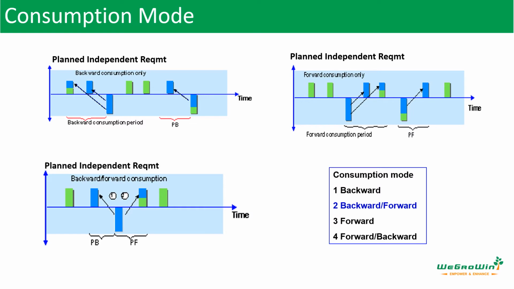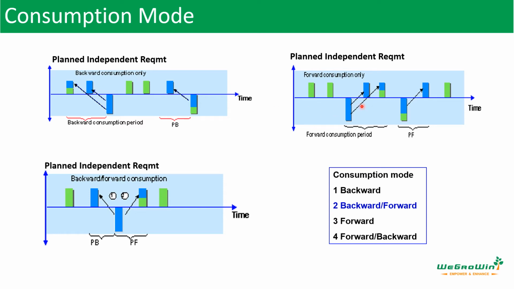To illustrate how backward and forward work, we see an example here. Here there is a planned independent requirement which is maintained, and there is a plan. The order is booked here. When you enter the order there, it will go and consume the plan in this backward direction. We are getting the order, and it is consuming in the backward direction. That is what backward consumption is, consuming the plan in the past.